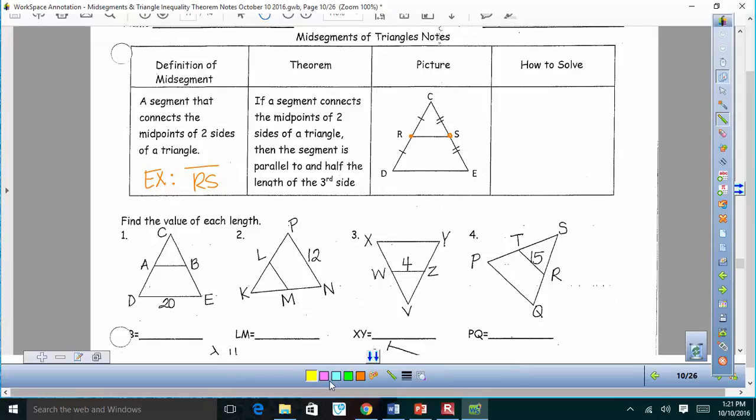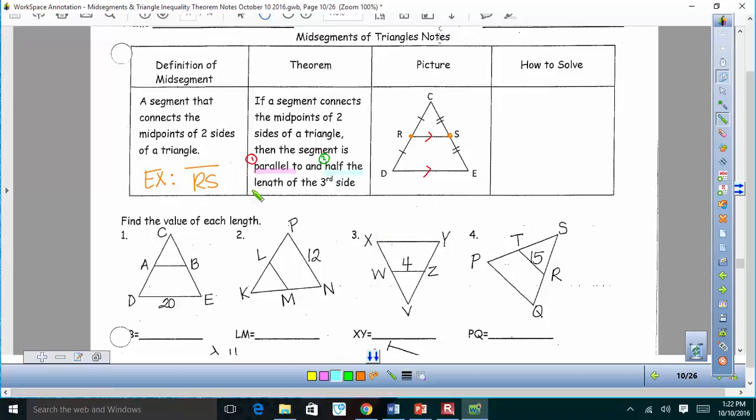So the first thing it tells me is that it's parallel to. So when we did the parallel lines unit, we saw that when we label something parallel, we put an arrow. So RS and DE are parallel. That's the first thing it tells me. And then second is that it's half of the third side.